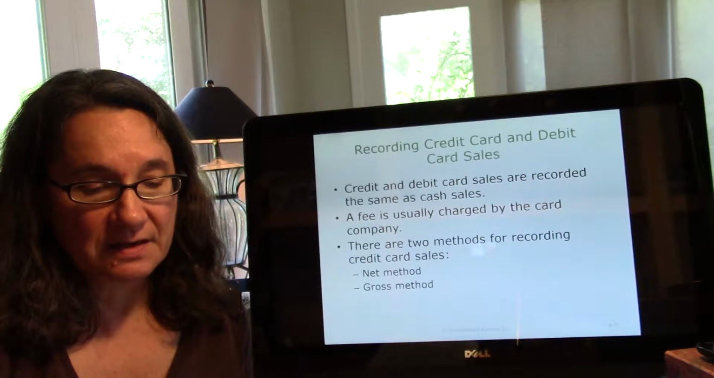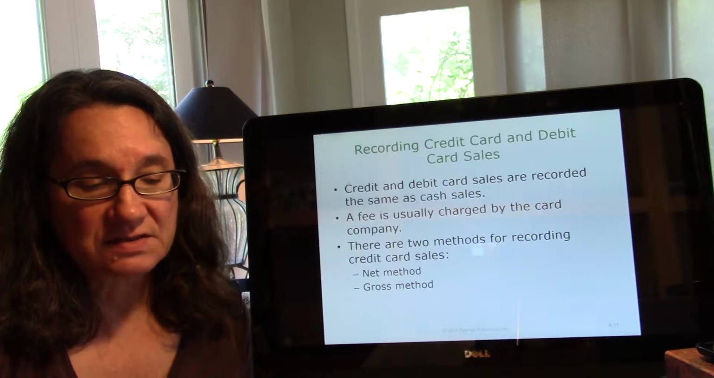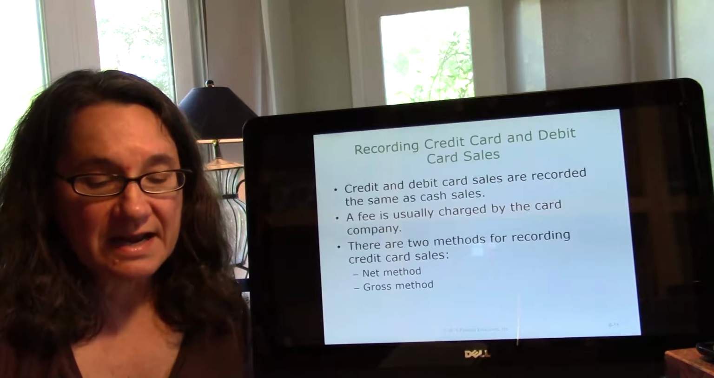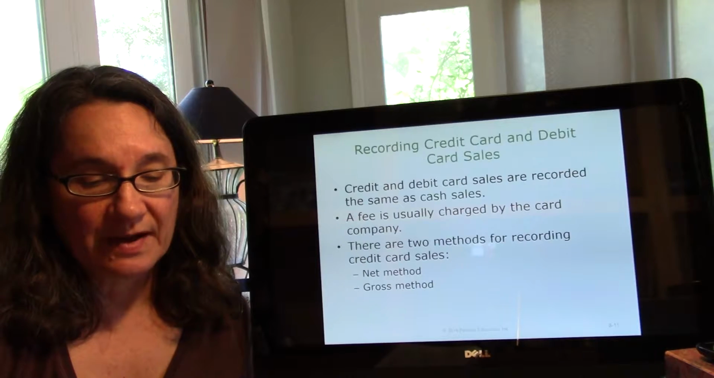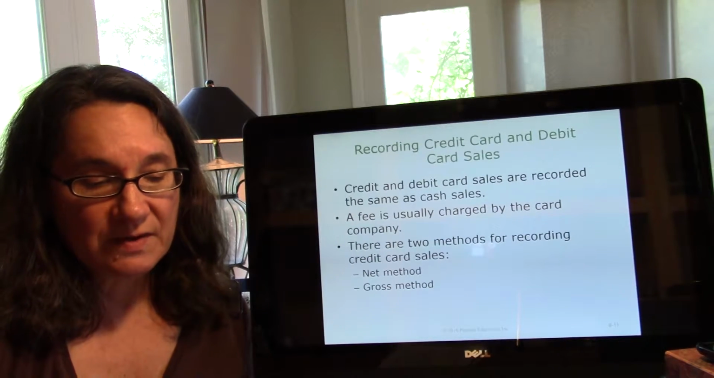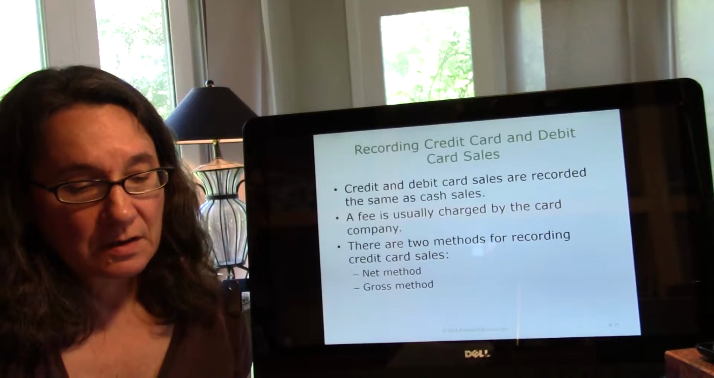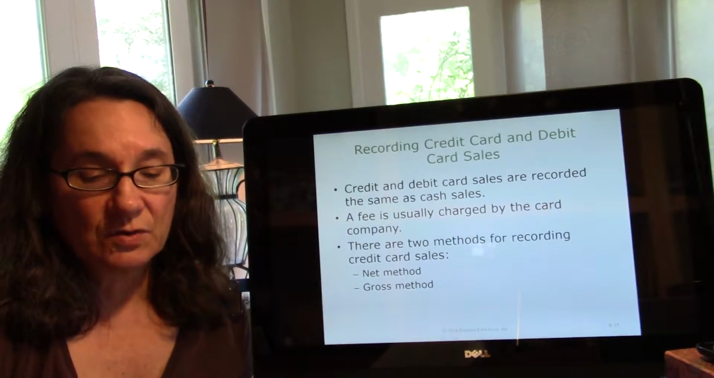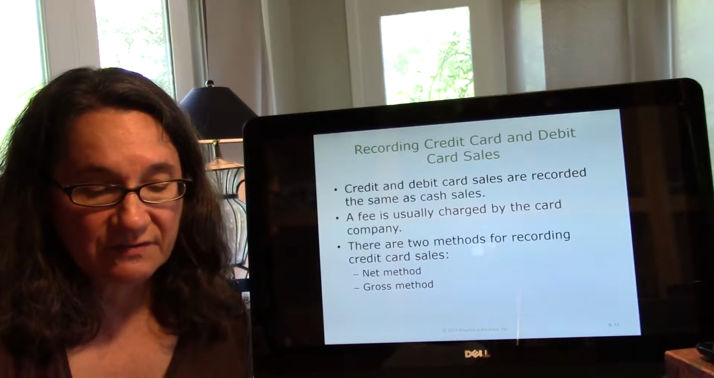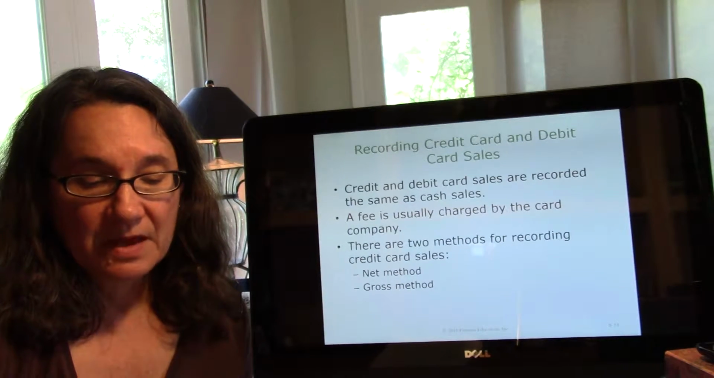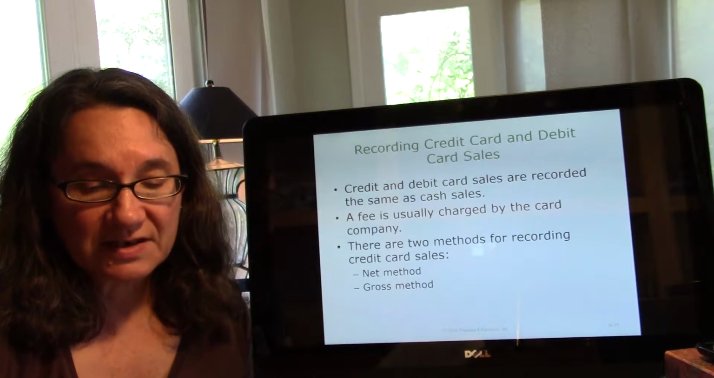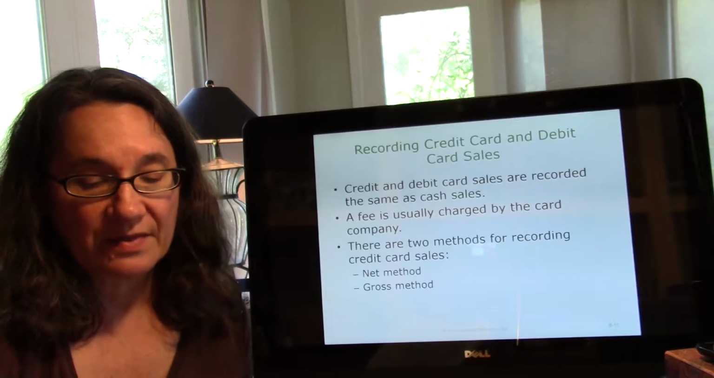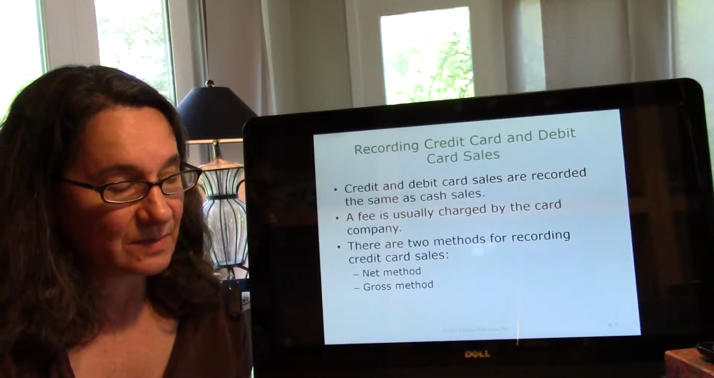Under the net method, the total sales less the processing fee equals the net amount of cash deposited by the processor, usually within a few days of the sale. Under the gross method, the total sale is deposited within a few days of the actual sale date. The processing fees for all transactions processed for the month are deducted from the company's bank account by the processor, often on the last day of the month.